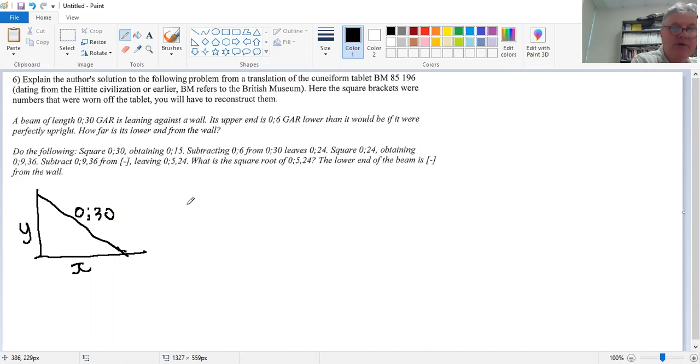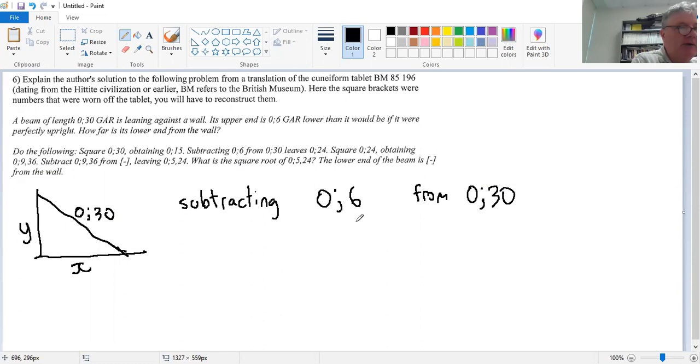Okay, so what are we doing? So we're subtracting 6 from 30, and we find that Y then is 24. Okay, and that's this, is 24. Okay, we're up to there. We're squaring 24, obtaining 936. Basically, what's been happening is we're using the Pythagorean theorem.